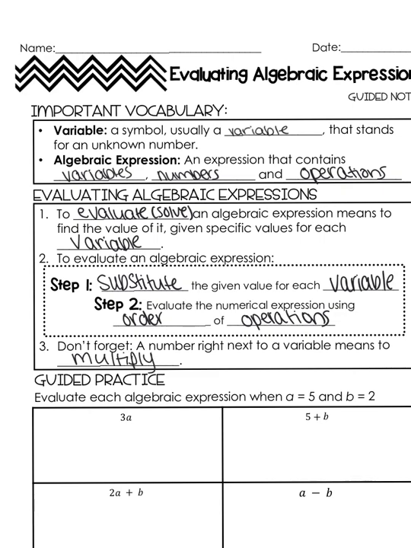So for example, for all of these in this box down here, A equals 5 and B equals 2. So wherever I see an A, I'm going to plug in 5. Wherever I see a B, I'm going to plug in 2. So 3 times 5. We're right next to each other, that means multiplication. So this one, evaluated, is just 15. 5 plus 2, because B equals 2. So this one, evaluated, is just 7.